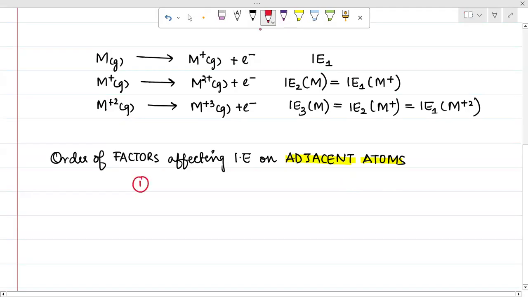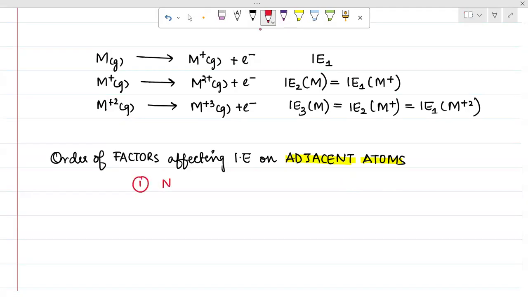So the first one is noble gas configuration. You know what noble gas configuration is by now. That means the complete shell will be filled with electrons. Helium, neon, argon, krypton, xenon, radon, these are all noble gas configurations. If it is complete, that means it is satisfying the octet or the doublet. So noble gas configuration will have very high ionization energy. That is for sure. So this is the first priority.